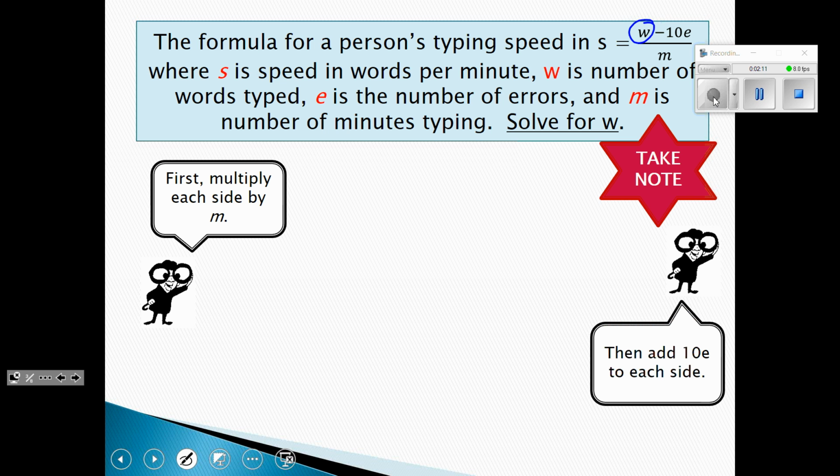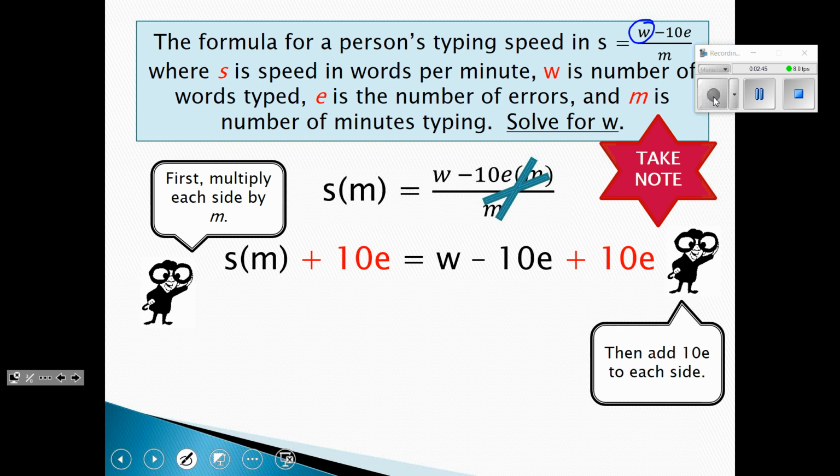Now, when you start out with a fraction or division bar there on the right side, the first thing we want to do is get rid of that denominator. We want to get rid of that M that's on the bottom. So that whole phrase is being divided by M, and the opposite of dividing is multiplying. So we're going to take our equation first and multiply both sides by M to get rid of that denominator. Now on the right side, the M divided by M is 1, so they cancel out. Now you have SM, S times M on the left side, equals W minus 10E.